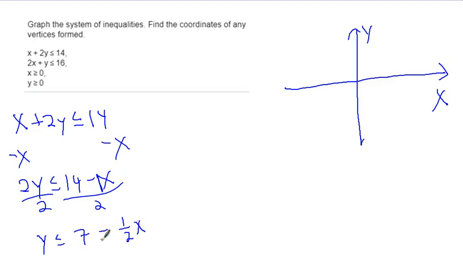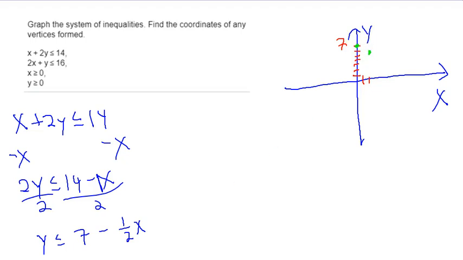We're going to graph this as an equation, so we're going to start with the y-intercept of 7. So 1, 2, 3, 4, 5, 6, 7 would be right here. The slope is negative 1/2, so we will go down 1 and to the right 2. All right, so let me pick a different color. So we'll start at 0, 7. We're going to go down 1 to the right 2.